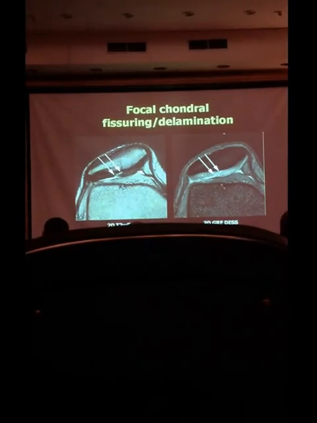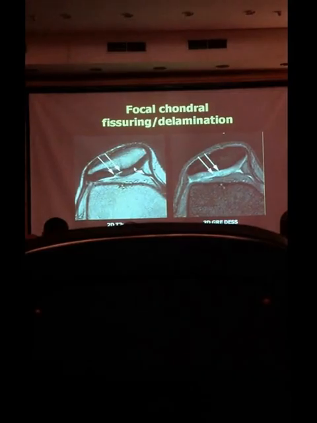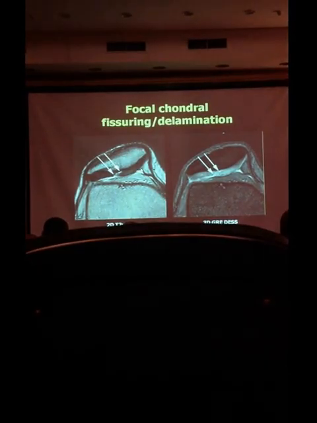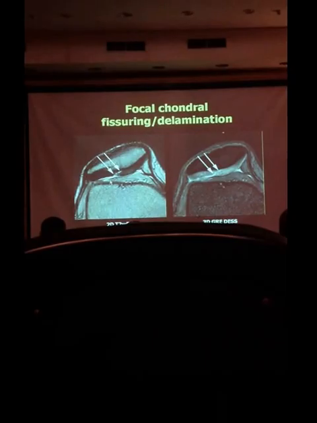So what we can do, because we think this is a superficial pathology of cartilage, we can use a sequence that we increase the time of echo and we decrease the signal from cartilage while maintaining the signal of synovial fluid very high. So we have a very nice contrast between these two structures, between two tissues, and we see here very clearly this focal chondral fissuring or delamination in the patella.